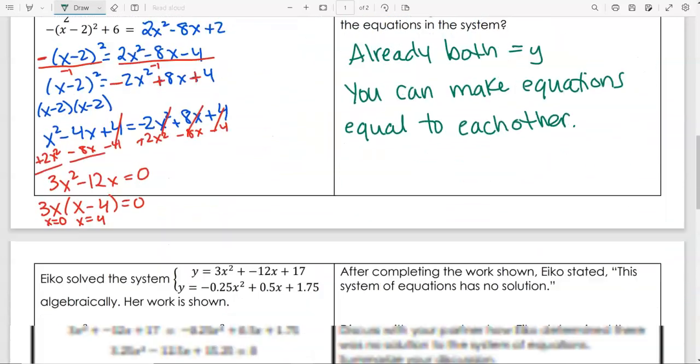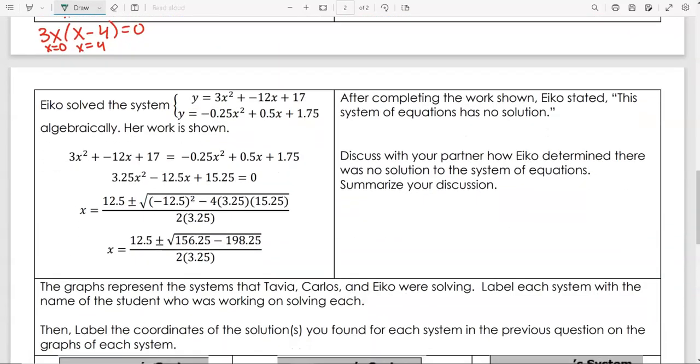All right, now we got Eco. Eco had y equals 3x squared plus negative 12x plus 17, and y equals negative 0.25x squared plus 0.5x plus 1.75. All right, so a lot of Eco's work is shown. He got this far and stopped and said that this system had no solutions. How come?